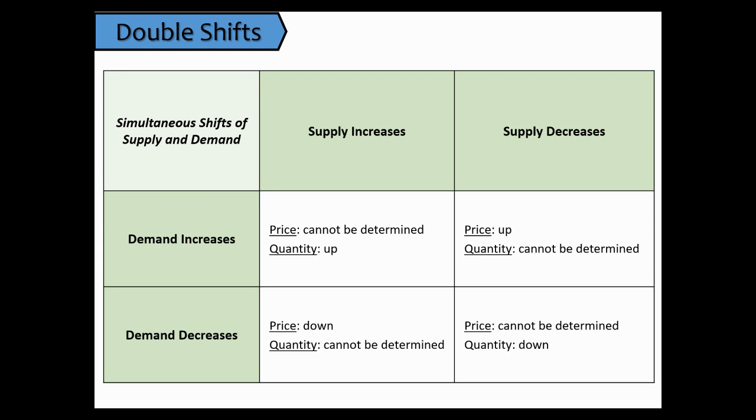So this is just a little matrix chart. If demand decreases and supply increases, we know the price will go down and quantity will be ambiguous. And if they both decrease, if supply decreases and demand decreases, we know that quantity will go down and price is ambiguous. So this is just a little chart for you to try to remember what will happen if you have two simultaneous shifts. You have a shift in the supply and a shift in the demand curve at the same time. Okay, so let's take a look at some more examples.